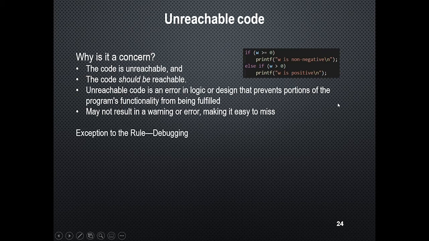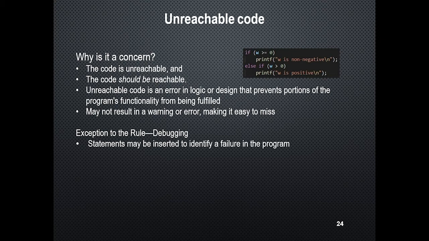Now, there is an exception to the rule that unreachable code is a code smell, and that's debugging. Why? Well, sometimes statements may be inserted to identify a failure in the program. Essentially, you put the statement in a place that you believe is an unreachable state, and if that statement executes, you've identified an error or a failure. However, you still want to remember to take these statements out if for no other reason than maintaining the readability of the code later on.